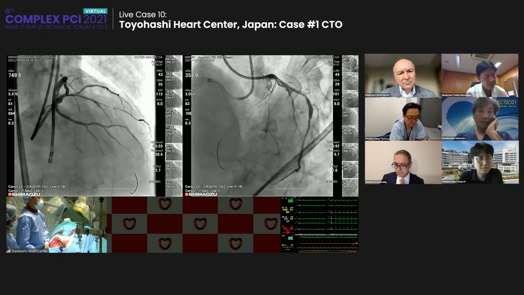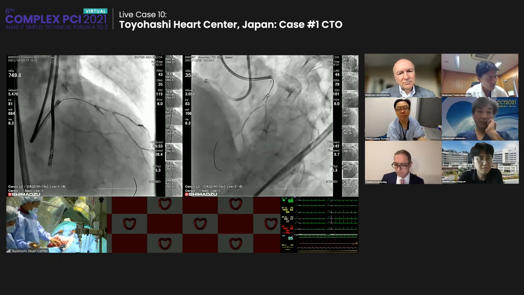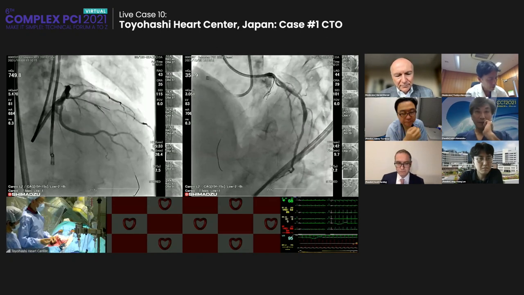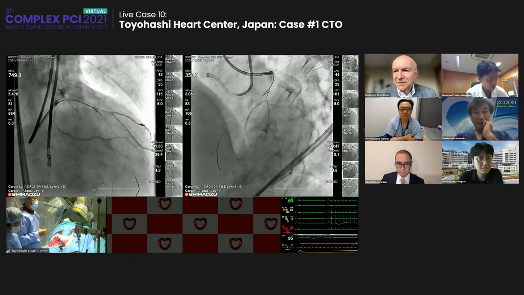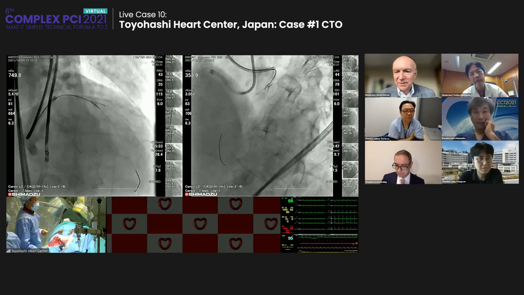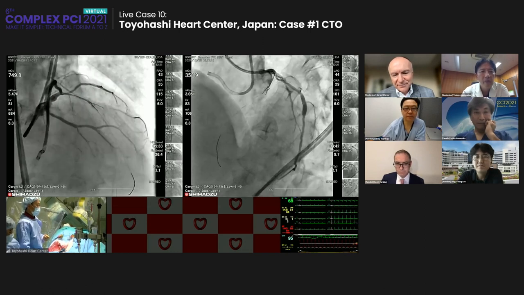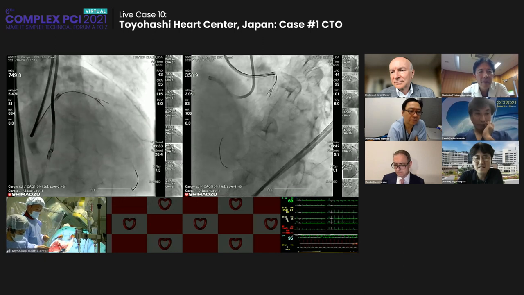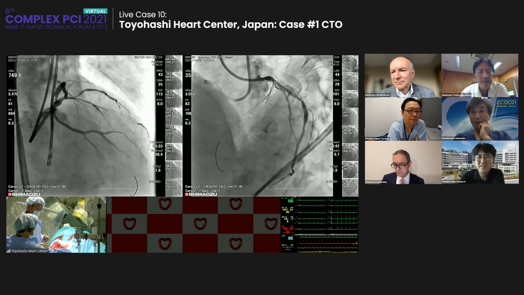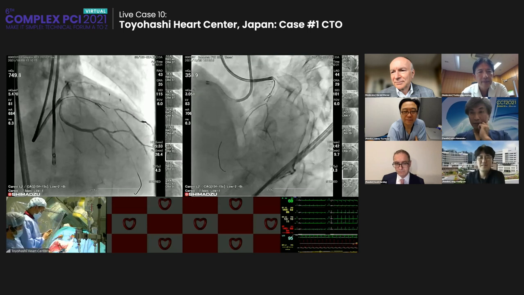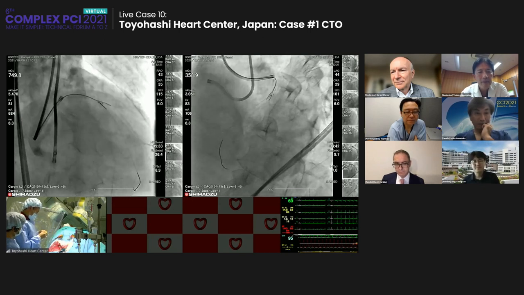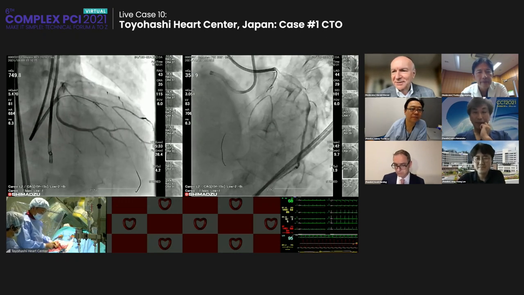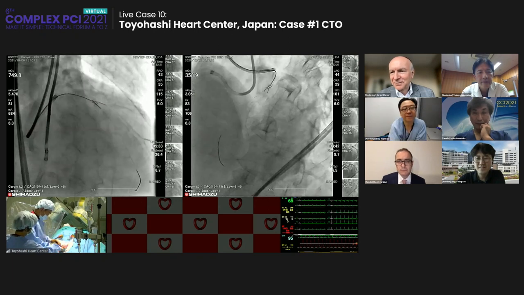Okay, then let's dilate with the 2 mm balloon for now. Okay. Ramatsu sensei, your preferred two stent strategy in this case? Can you unmute and tell us what your strategy would be?